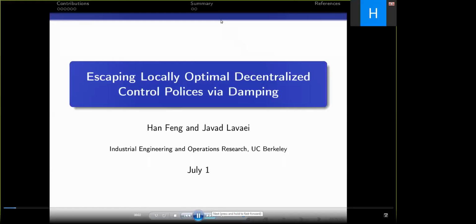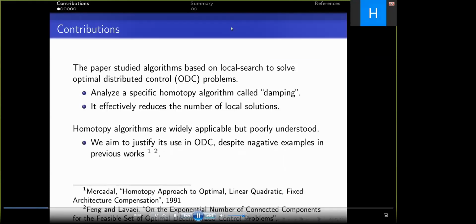Hello, everyone. Thanks for coming. Our paper analyzed a specific homotopy algorithm named damping with the hope of finding a globally optimal decentralized controller. Our homotopy method can be combined with any local search or path tracking methods. We showed that damping effectively reduces the number of locally optimal solutions.